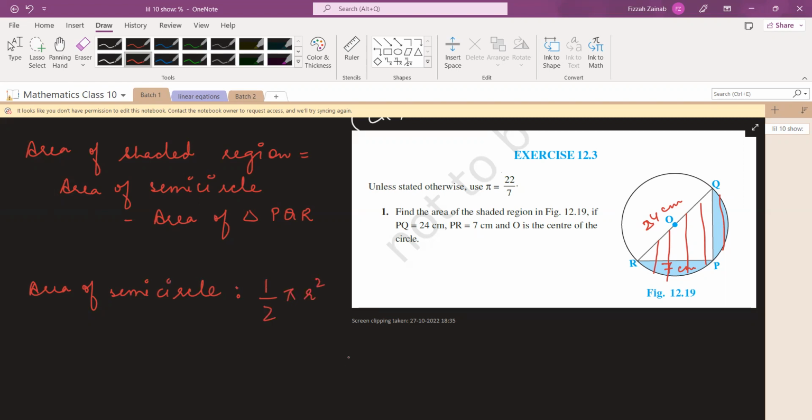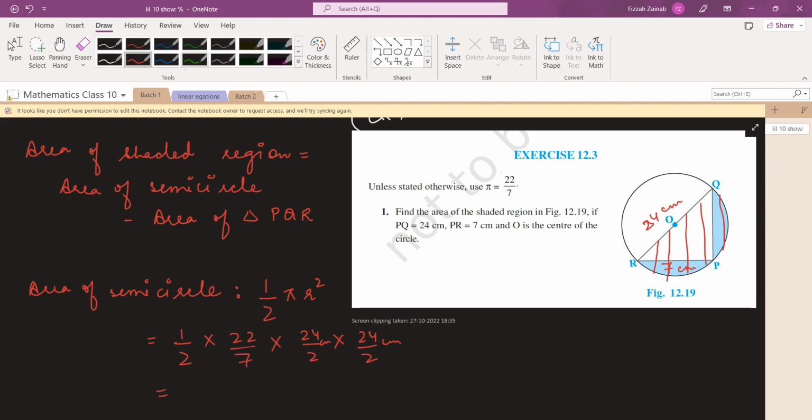Pi r square, right? Now this will be equal to half into pi, which you have to take 22 by 7. It's given in the question. So 22 by 7 and into how much is radius here? 24 by 2, correct? 24 by 2 into 24 by 2 centimeter. This is also centimeter. Is that correct? Now you can simplify this a little bit.